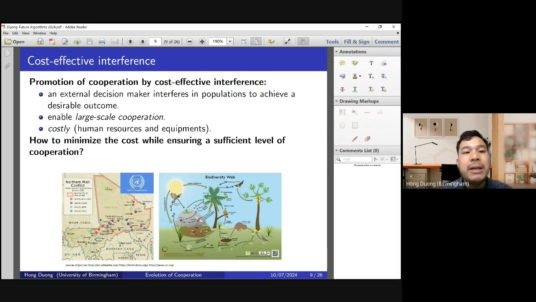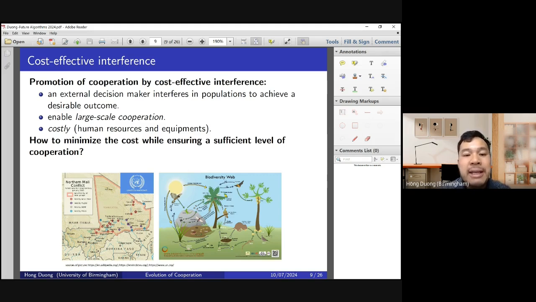Okay, this institutional incentive enables large-scale cooperation. A huge number of people or a huge population can cooperate with each other. However, this process is costly. It's expensive to provide incentive because this might take human resources and equipment, for instance.